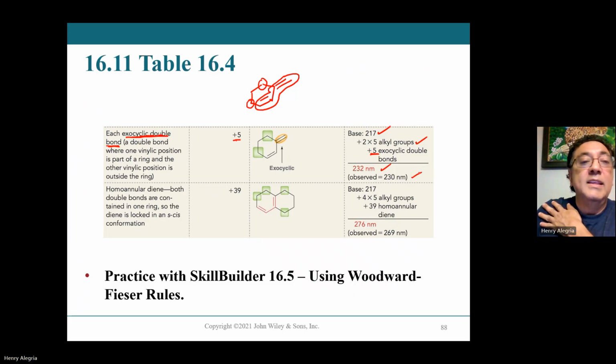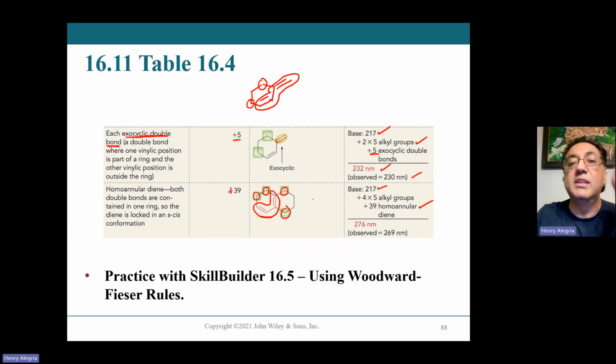And then finally, if we have what's called the homoannular dienes, that's where you notice both of the double bonds are within the ring here. Then you add 39 to the base 217, so that would be 217 plus 39 for the homoannular diene. And then if I encompass here the diene, then this represents an alkyl auxochrome. This represents an alkyl auxochrome. So does this one, and so does that one. Each one is 5, so 4 times 5 here would be 20. 20 plus 39 added to the 217 gives us 276. That's what we would predict. We get 269.